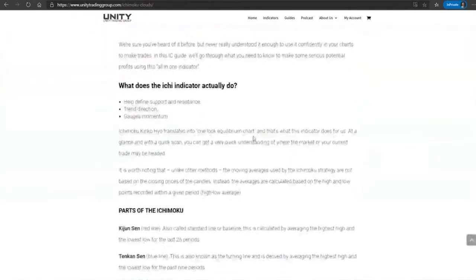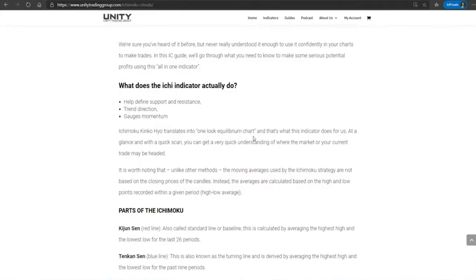So what does the Ichi indicator actually do? Well, it helps to define support and resistance levels. It gauges trend direction and gauges momentum. Of those three, the best thing that Ichimoku does is give us an idea of direction, or trend, particularly on the 1 day. And we'll talk about timeframes in a moment.